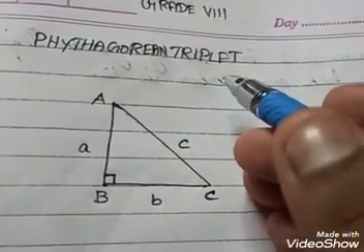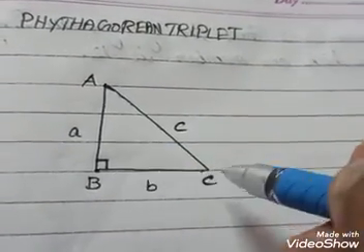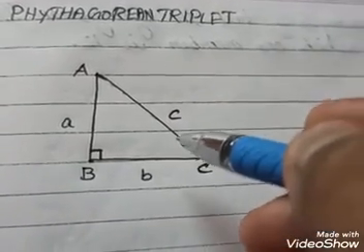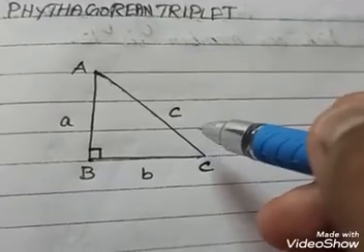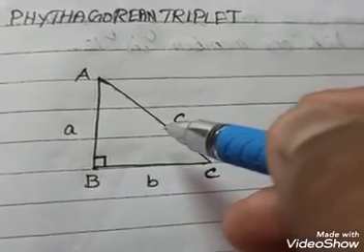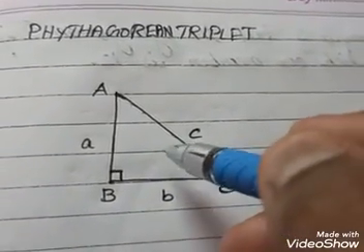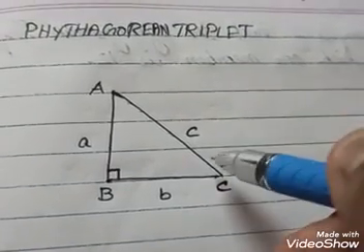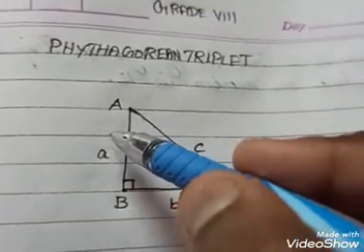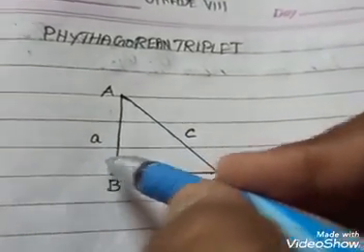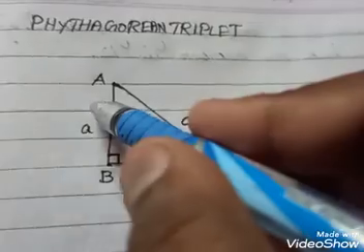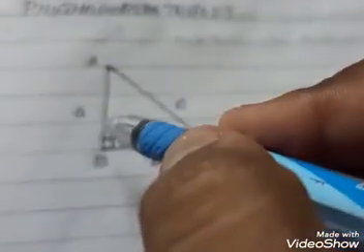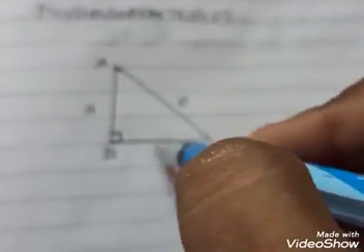What is a Pythagorean triplet? This is a right angle triangle. In your higher classes you will study the Pythagoras theorem. I will just inform you in a shortcut way what the Pythagoras theorem is. Pythagoras theorem is nothing but you square this side and this side, and you add these two sides. For example, the sum of the squares of these two sides.